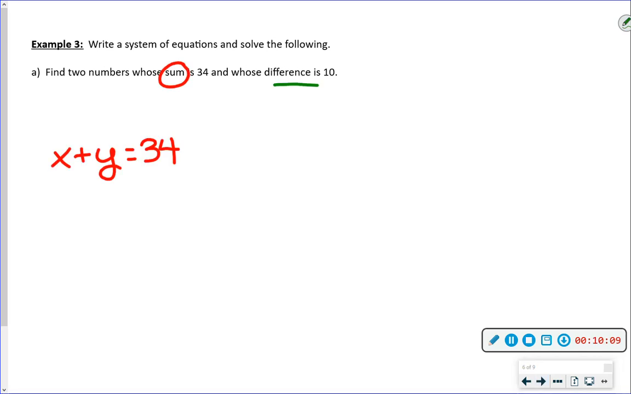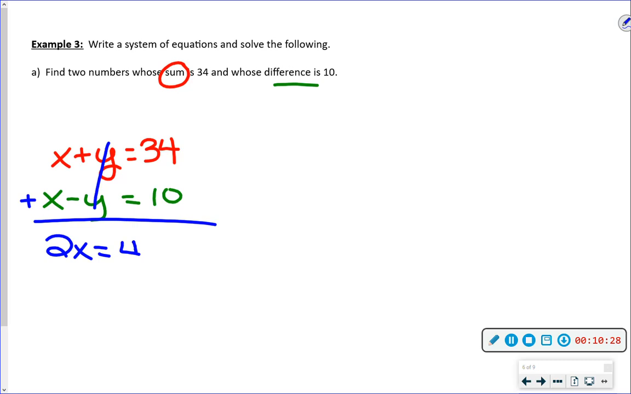So when we get to the end, what does difference mean in math? This is my answer. Subtract. So x minus y. So there's our equations. Clearly, let's be smart here. Are you using substitution or elimination? Elimination, because the y's are ready to cancel for us. Let's just get rid of them.